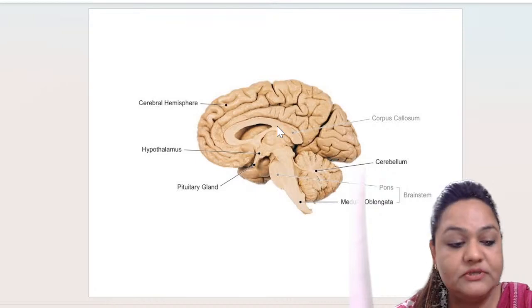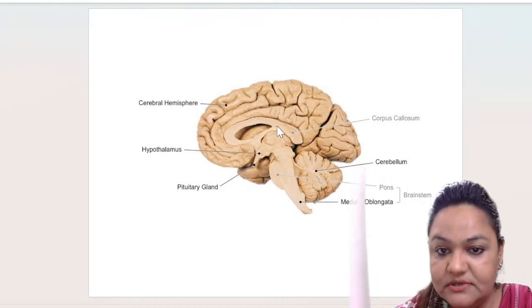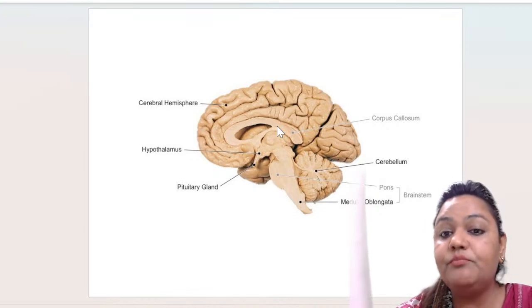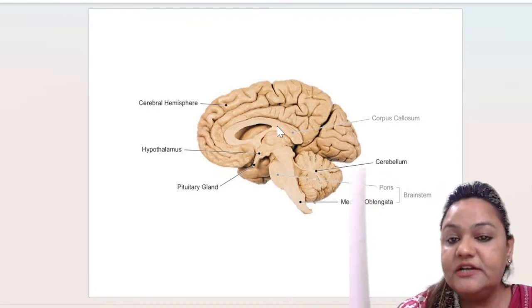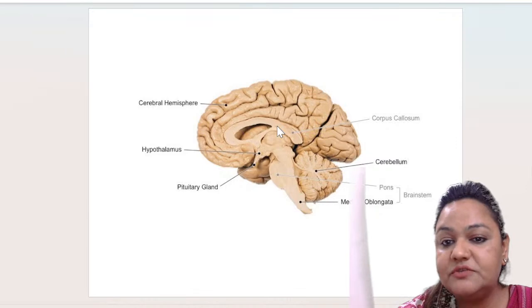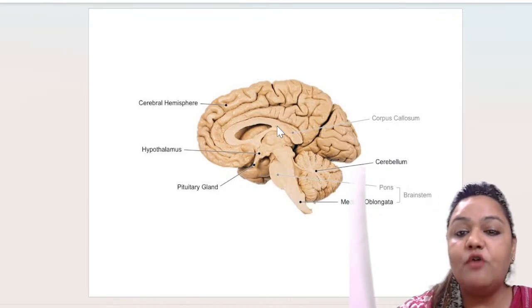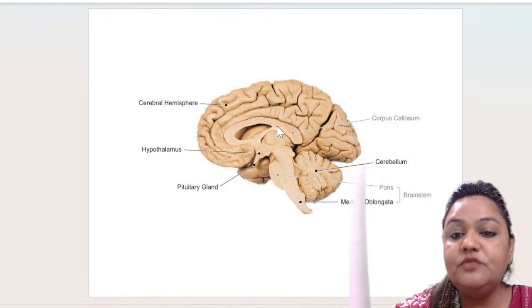Now what is this corpus callosum? It is made up of a bundle of white fibers. What these bundles of white fibers are doing is connecting both cerebral hemispheres so that the information can transfer from one cerebral hemisphere to another. So basically, it is a connection here. That's how both our cerebral hemispheres are connected with one another.